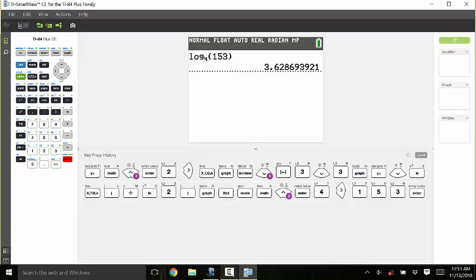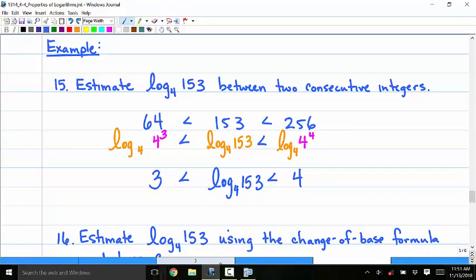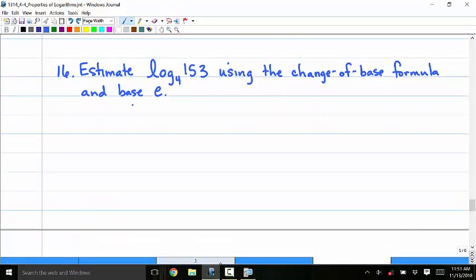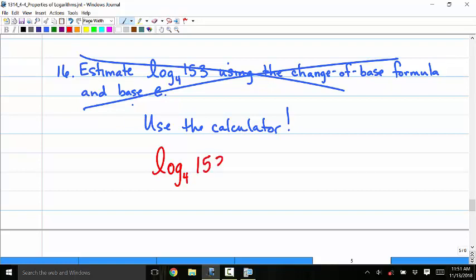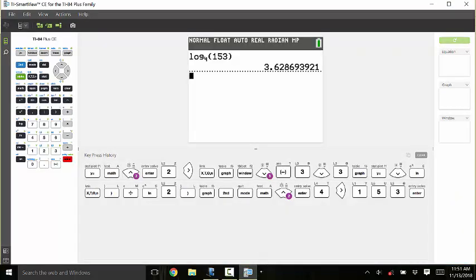Well, that exercise was kind of silly. Estimate log base, whatever. Watch this. Use the calculator. So we just typed in on the calculator log base 4 of 153, and we got approximately 3.62. Was that right? 6287.